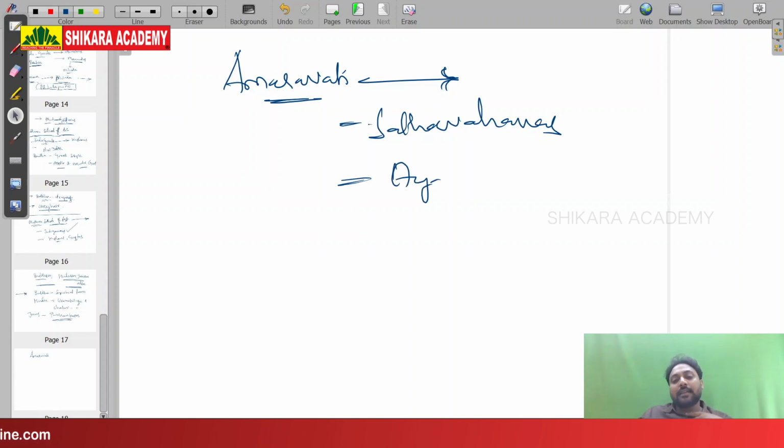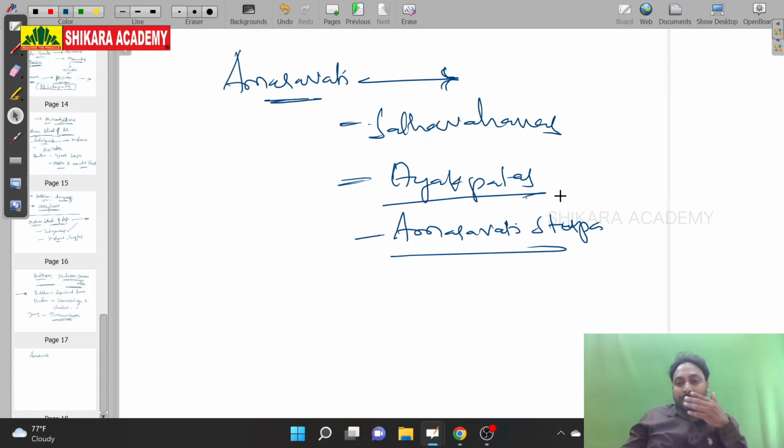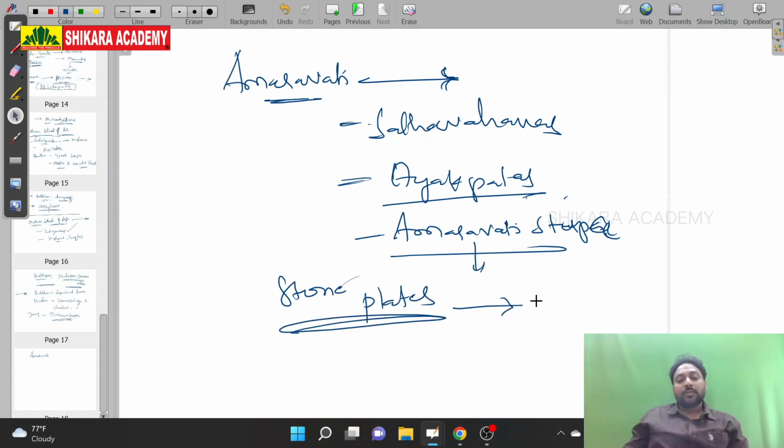They have Ayakpatas and the Amaravati Stupa. On the Amaravati Stupa, you see the stone plates. Stone plates are the plates on which the Buddha's life incidents are depicted.